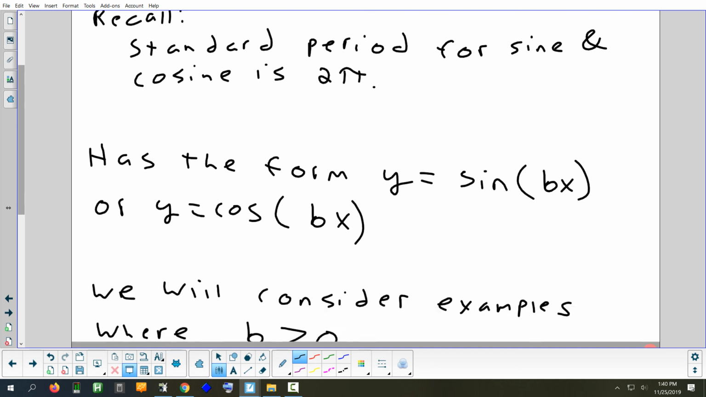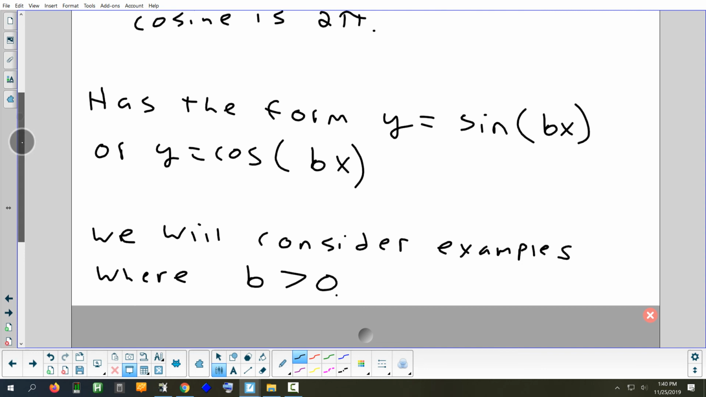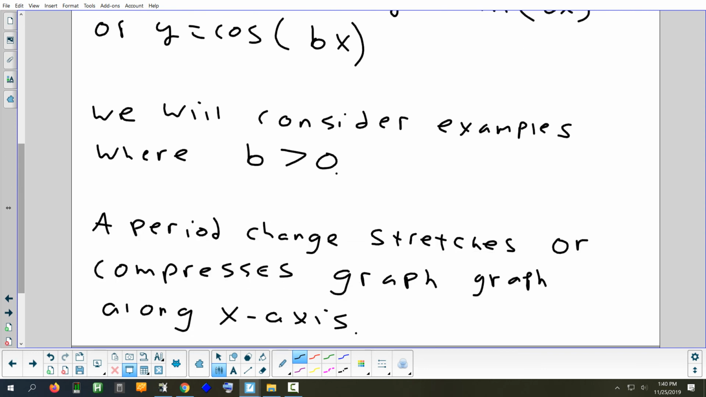So, we're only going to look at examples where b is positive. We could look at ones where b is negative, we're just not going to. If b was negative, it would be a flip. We're just going to stick with positives. So period change stretches or compresses the graph along the x-axis.